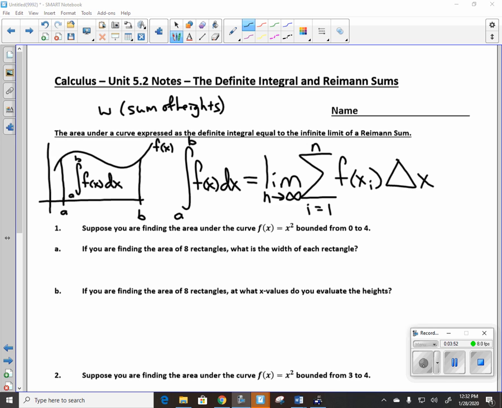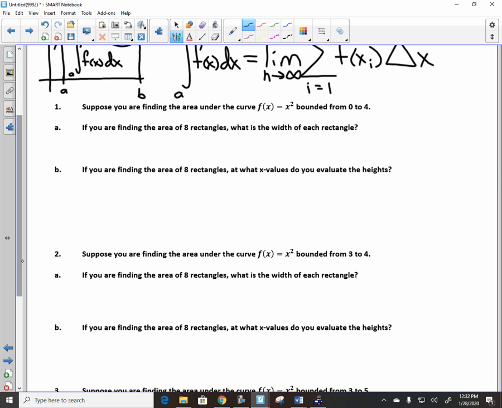So let's learn what that means. Suppose you're finding the area under the curve x squared bounded from 0 to 4. If you're finding the area of 8 rectangles, what's the width of each rectangle? How'd you get that?